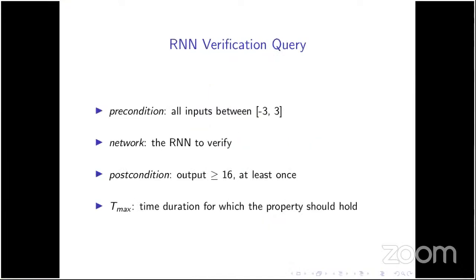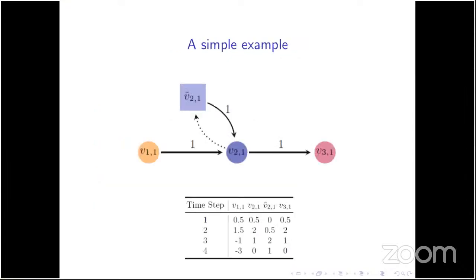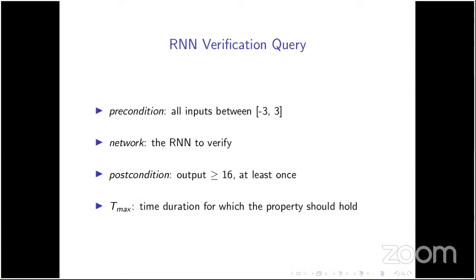Okay, and then of course, since we are talking about verification here, how does a verification query look like? It has 4 parts. So it has a precondition. In this case, for this example, we were looking at a property which had the precondition that all inputs lie between -3 and 3. Of course, you have the network, which is the network that you had seen earlier. And you have a postcondition which says that the output is greater than or equal to 16 at least once.